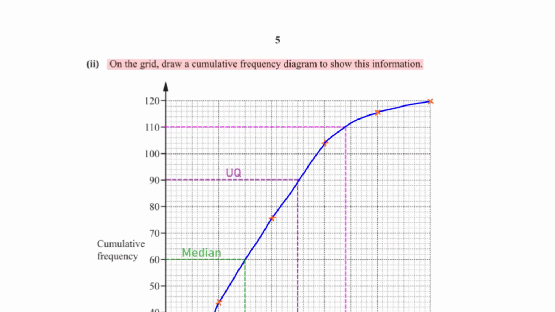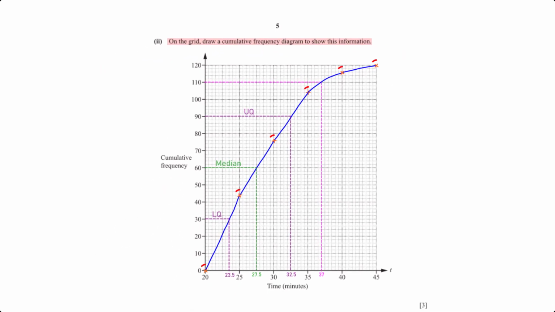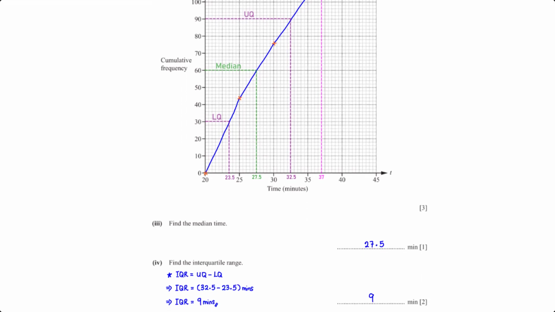On the grid, draw a cumulative frequency diagram to show this information. On the grid, we plot the points in the cumulative frequency table and connect the points with a smooth line. Find the median time. To get the median, we map half of 120, which is 60, on the diagram. This gives us the median to be 27.5 minutes.